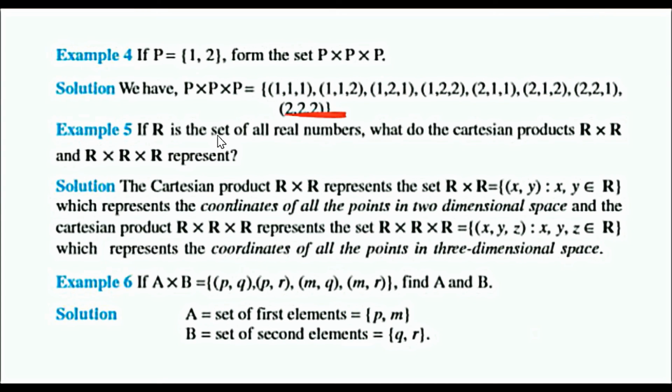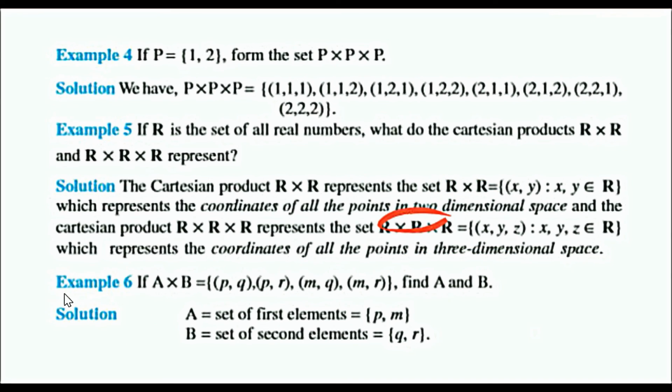Another example: if R is the set of all real numbers, what do the Cartesian products R cross R and R cross R cross R represent? The first one, R cross R, is shown by x comma y, where x and y belong to R, and the second one, R cross R cross R, is x, y, z, which belong to R. So the first one gives the coordinates of all the points in two-dimensional space, while the second gives the coordinates of all the points in 3D space. This is for 2D and this is for 3D.